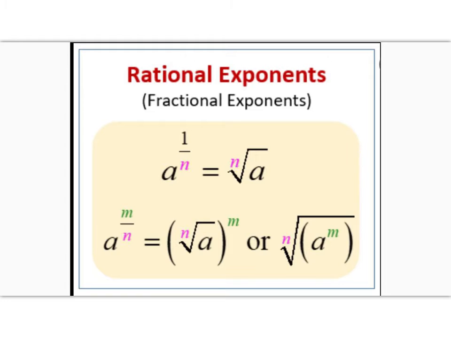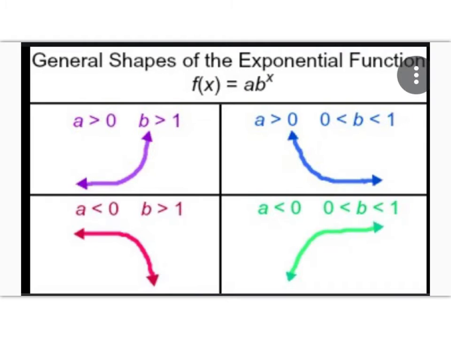All right, so just going over some rules for rational exponents, because we will see some rational exponents, which means exponents as a fraction, how to put the square root on it and all of that. Okay, so here are four general shapes. And if a is greater than 0 and b is greater than 1, what the graph is going to look like, and all of these different variations.